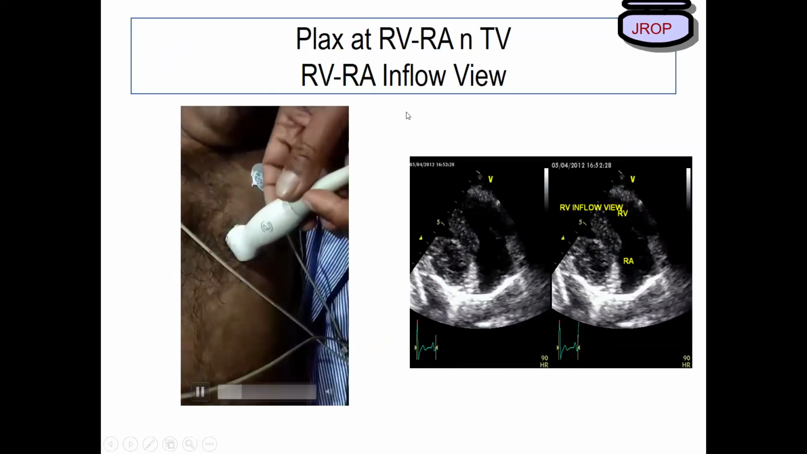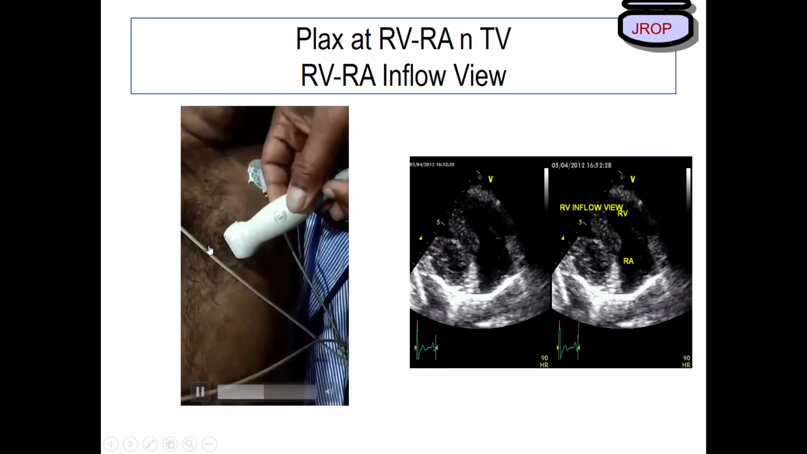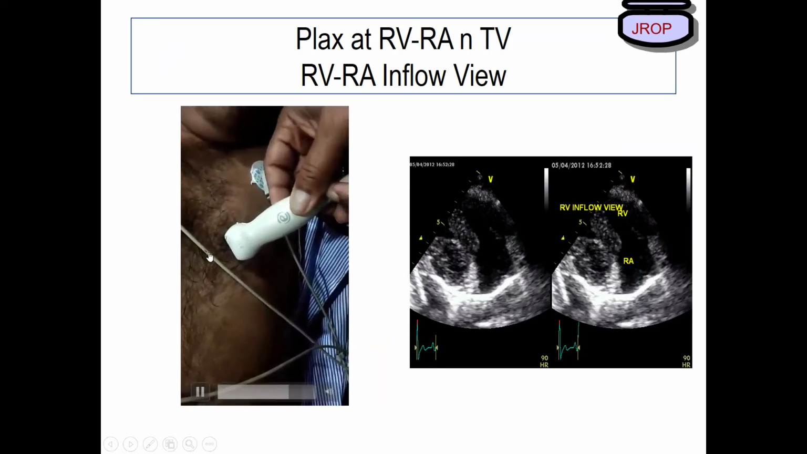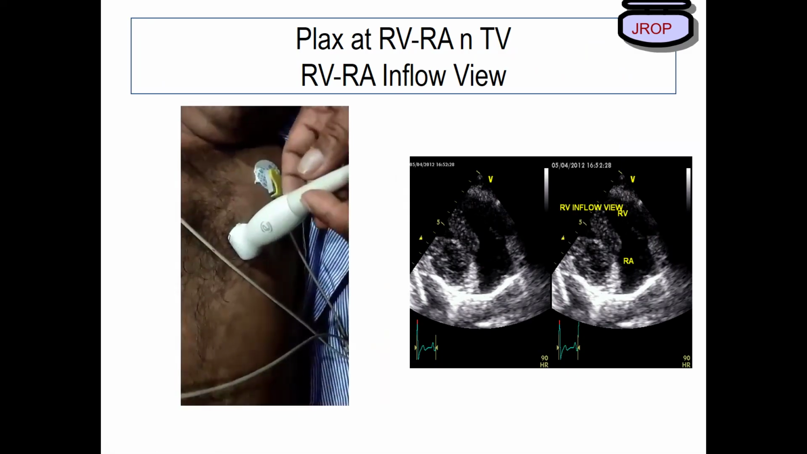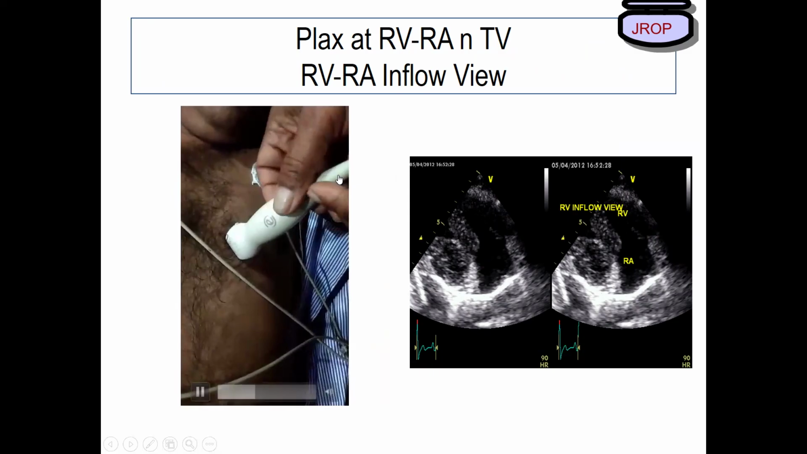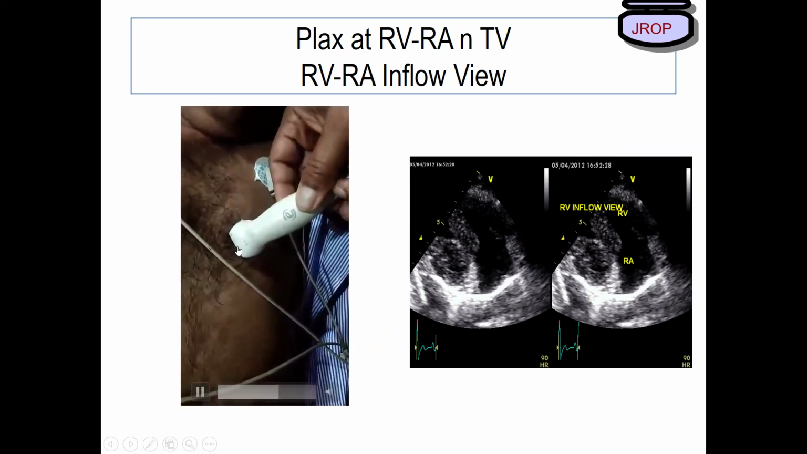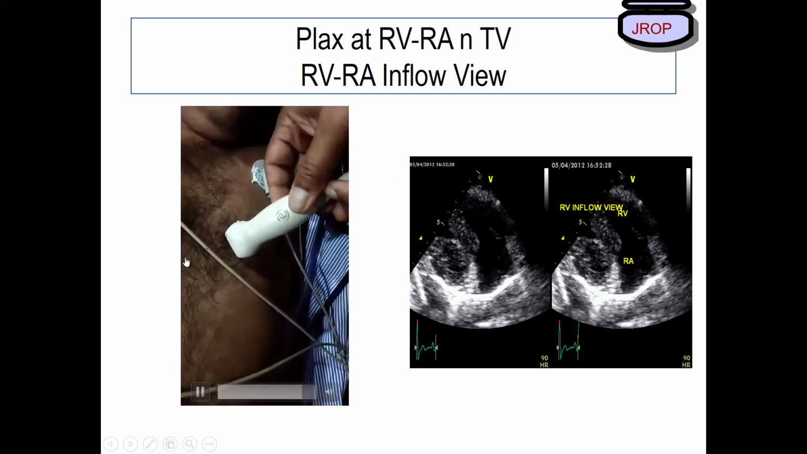Now this is plaques window and now the footprint is looking towards the mediastinum. Tilt the probe. I don't say tilt the probe because tilting a probe is either from this side or this side. I say let the footprint look toward the mediastinum. Okay, sir.